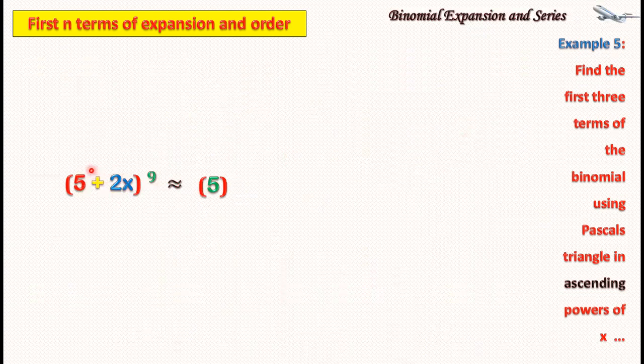Now, this one's arranged in such a way that my answers will just come out in ascending powers of x. You can see that the x occupies the second position in this expression, not the first. So it's going to give me answers in ascending powers of x. So this is going to give us 5 to the power 9 plus 9 into 5 to the power 8 and 2x to the power 1. So plus 9 into 9 minus 1, all that over 2. So we can write 9 combination 2.